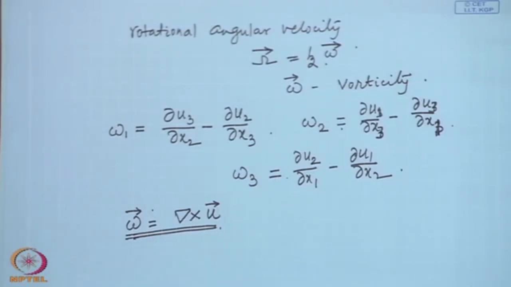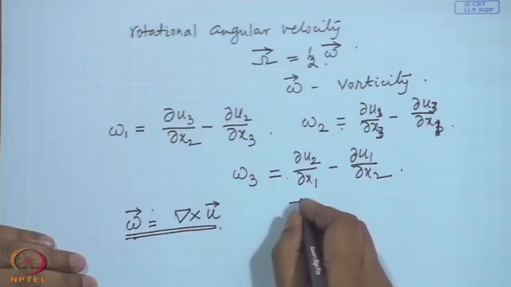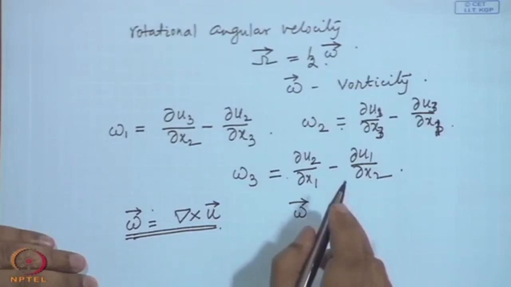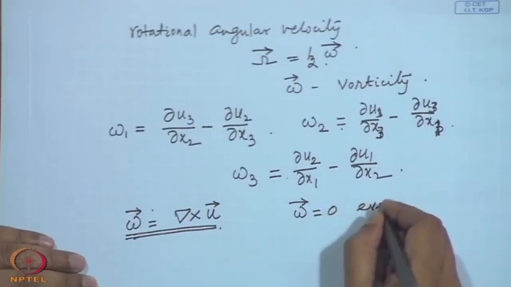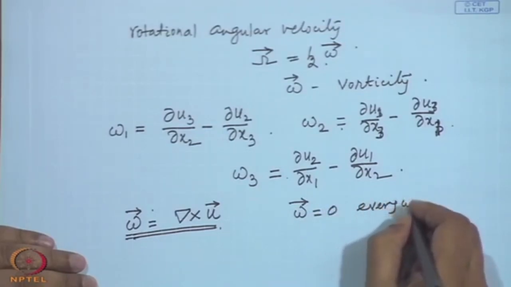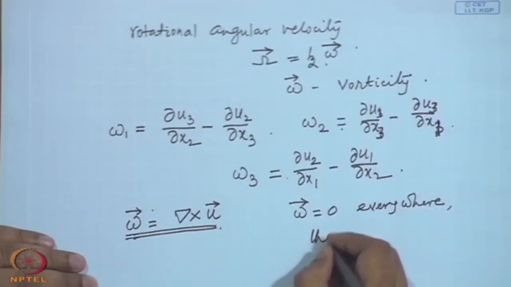If the vorticity is 0, if you find the vorticity is 0, then the flow is called irrotational. If the vorticity everywhere in a flow is 0, then the flow is called irrotational. Omega equal to 0 everywhere. The flow is irrotational.